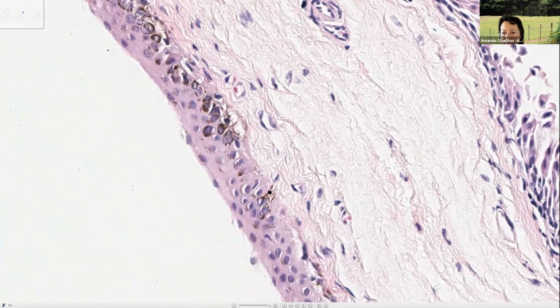Does the pagetoid spread imply leaving the basal cell layer, versus vertical spread meaning it's still confined to the basal layer? I think that would be a really good definition. And then, are we meant to memorize the grading table?